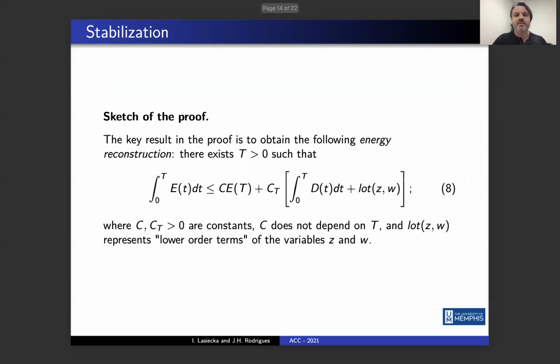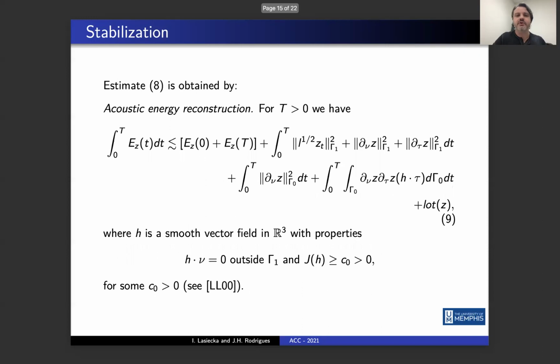The main point in the proof is to establish the following inequality, which we refer to as the energy reconstruction for the system 1-2. This inequality follows by reconstructing the energy of both wave and plate problems separately. Reconstructing the energy for the wave, we arrive at the inequality number 9.